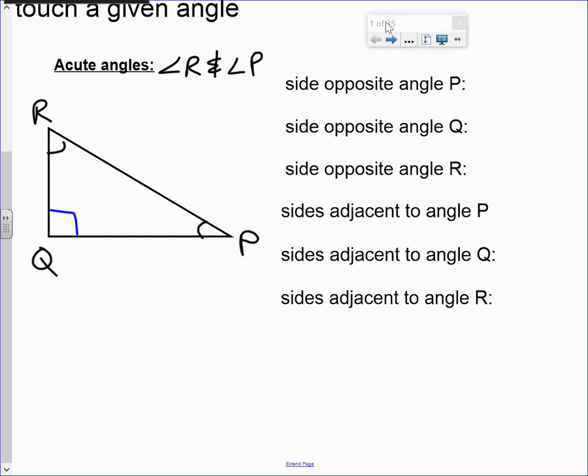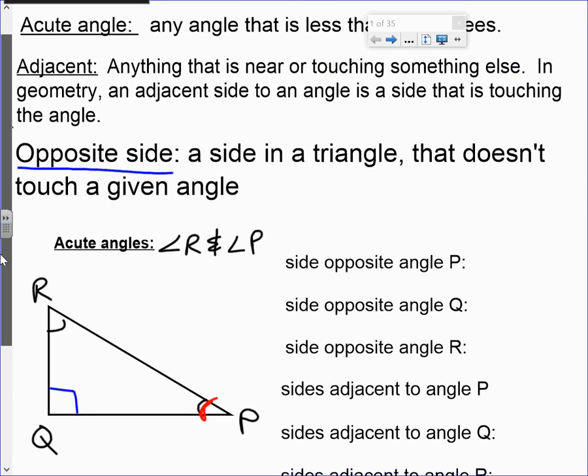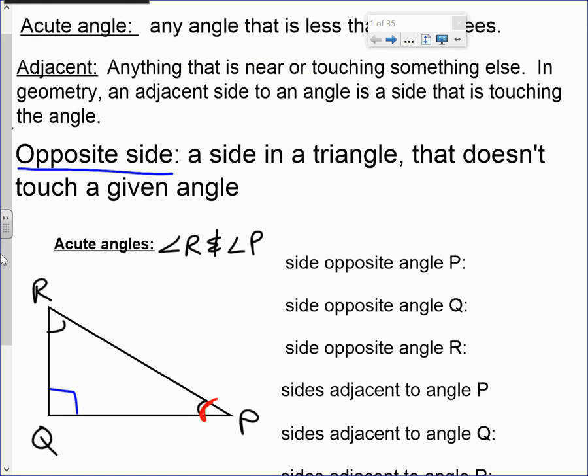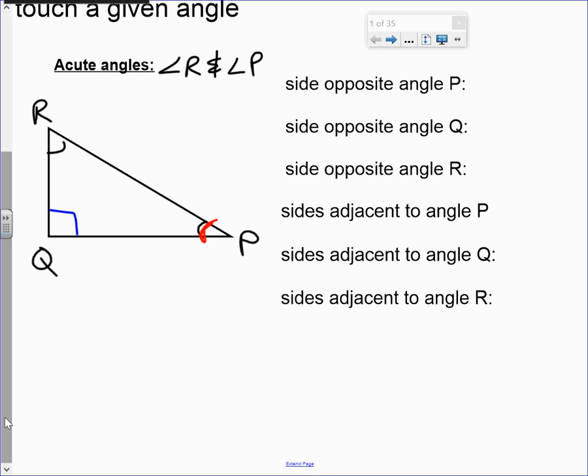All right, so check this out. Look at the first statement now. What is the side opposite to angle P? We've defined an opposite side as a side in a triangle that doesn't touch the given angle. The sides that touch angle P are side RP, the hypotenuse, and side QP. But I'm asking what side is opposite angle P that doesn't touch it? QR. So we write segment QR.